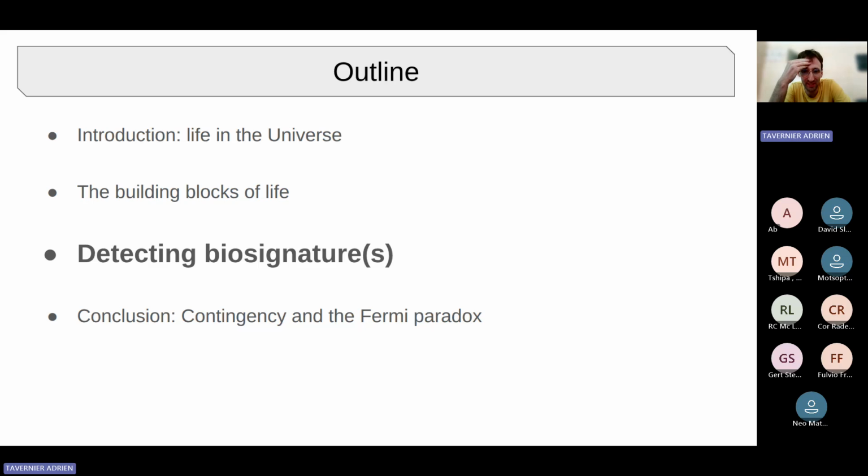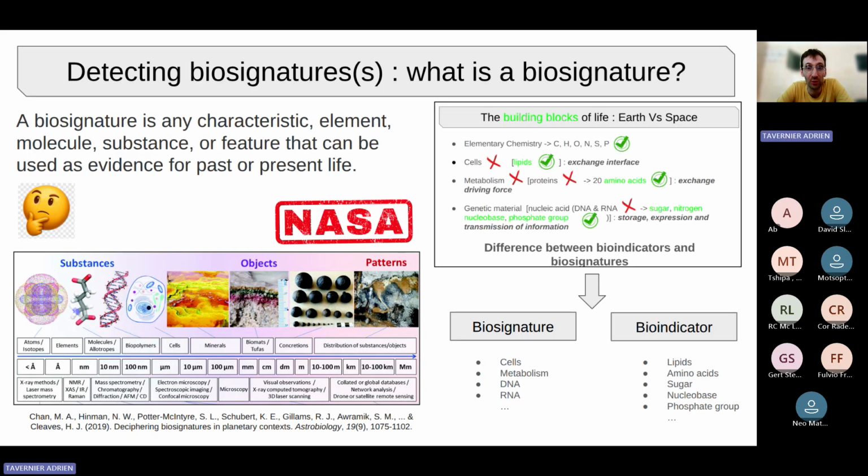detection of biosignatures. Again, we need to define what a biosignature is. It's possible to use the NASA definition. NASA says that a biosignature is any characteristic, element, molecule, substance, or feature that can be used as evidence for past or present life. So it's not so precise.